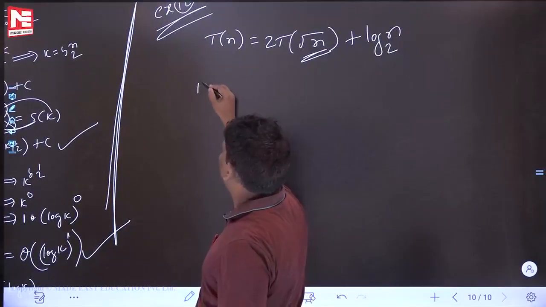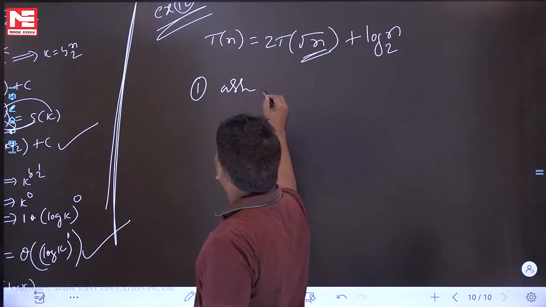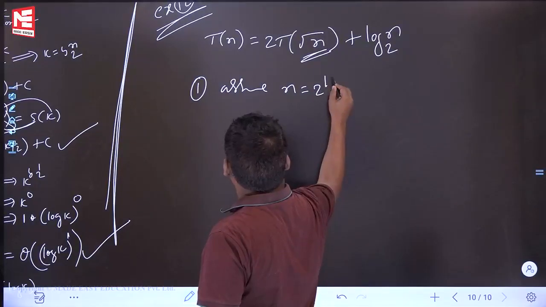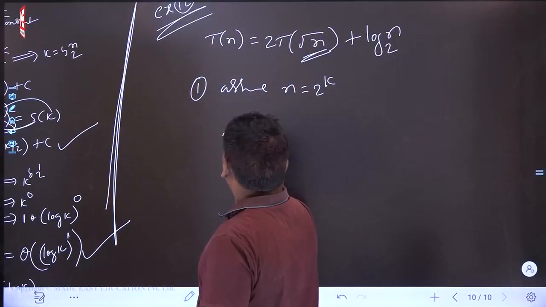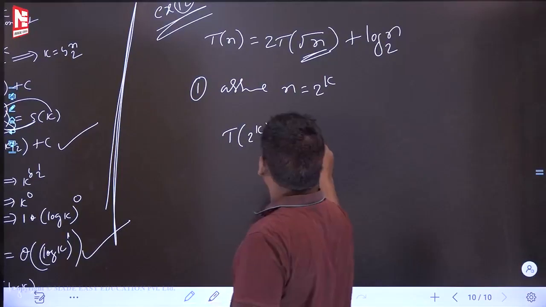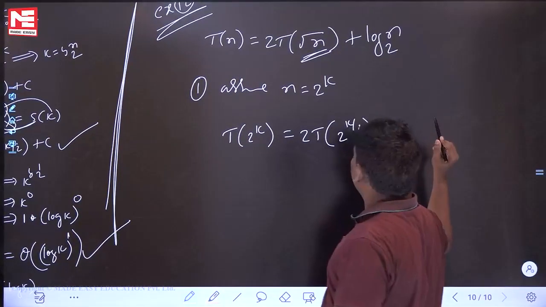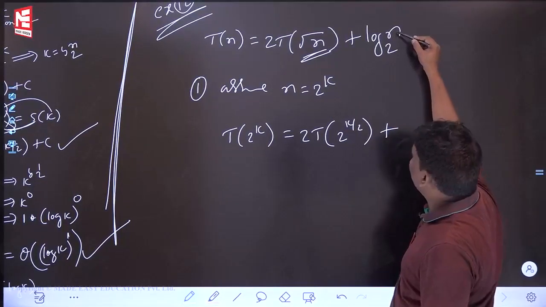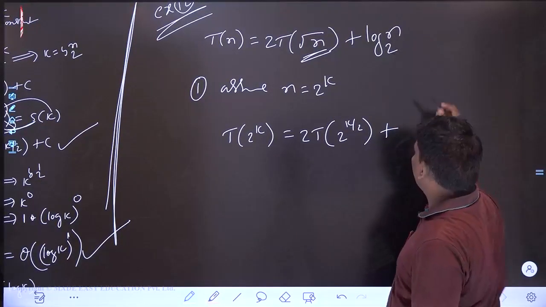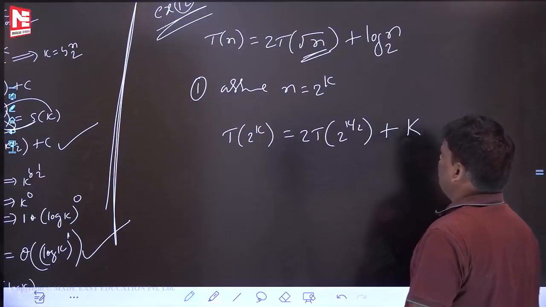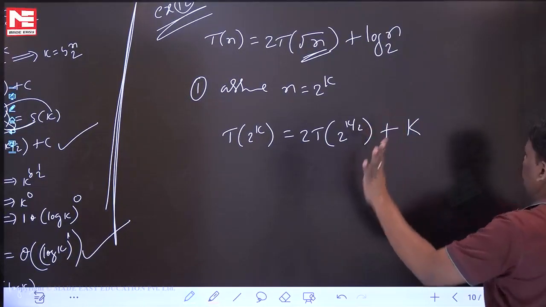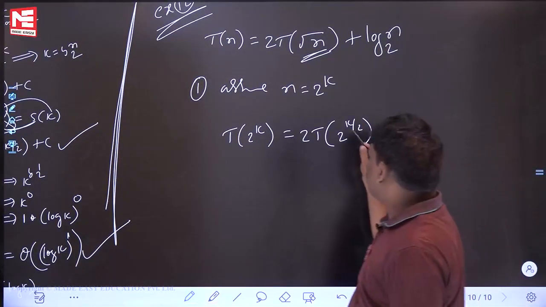Can you say the first step? Assume n is equal to 2 power k. Now substitute. T of 2 power k is equal to 2T of 2 power k by 2 plus, what is the answer? n is equal to 2 power k, so replace n by 2 power k. Log 2 power k base 2, so k. Wherever n is there, replace it by 2 power k. After the first step is over, this is the answer.